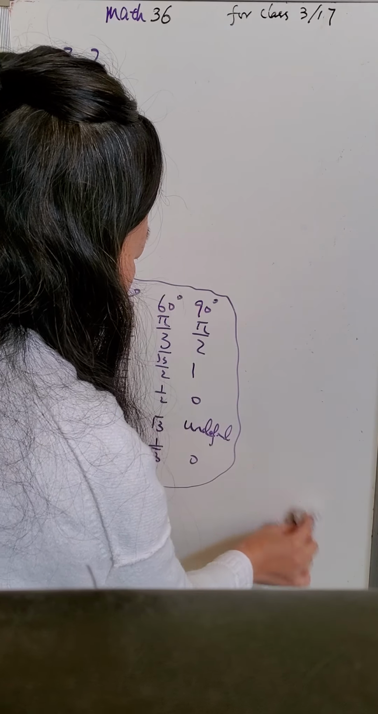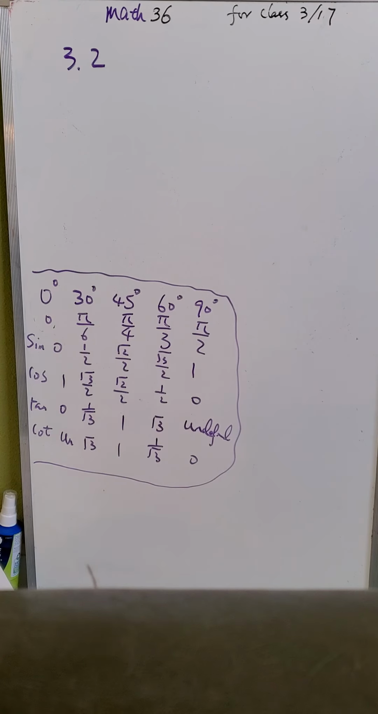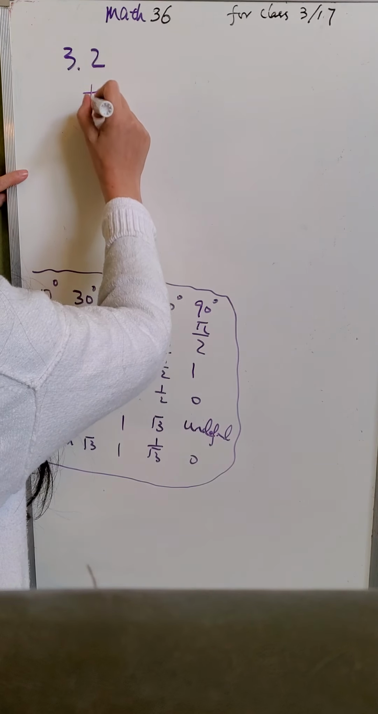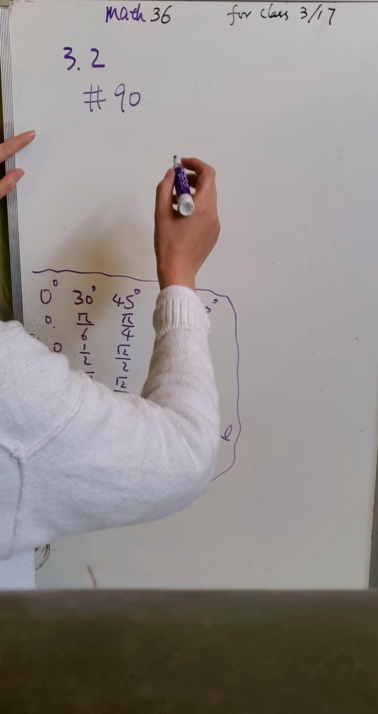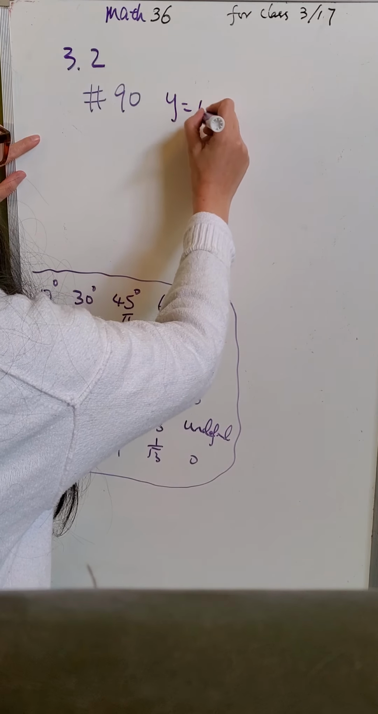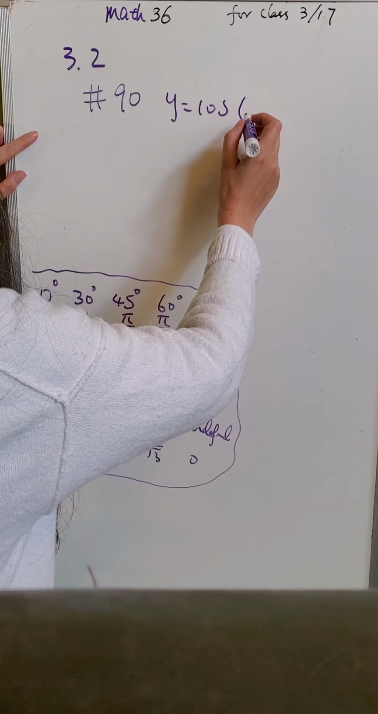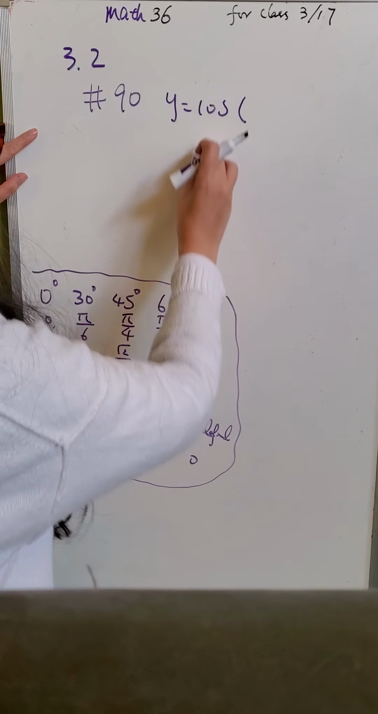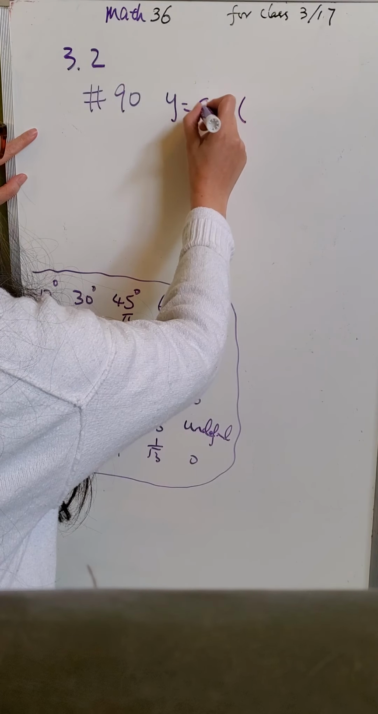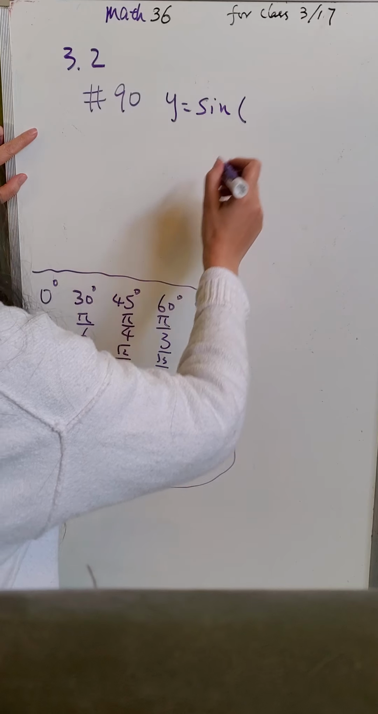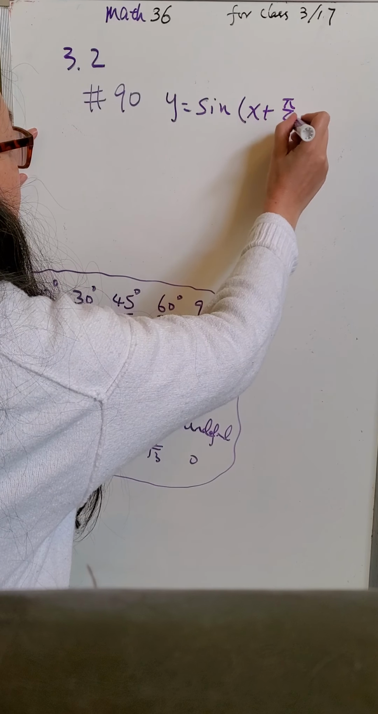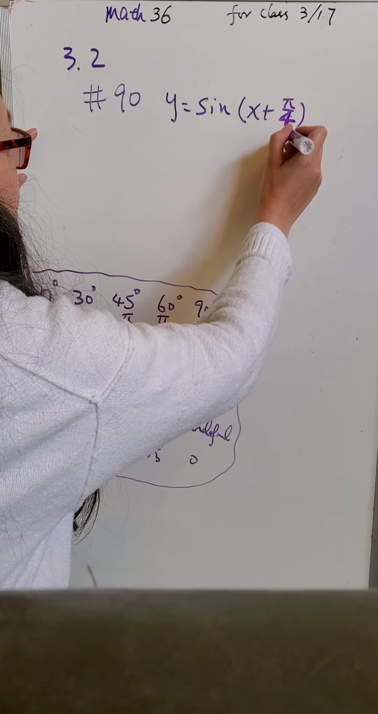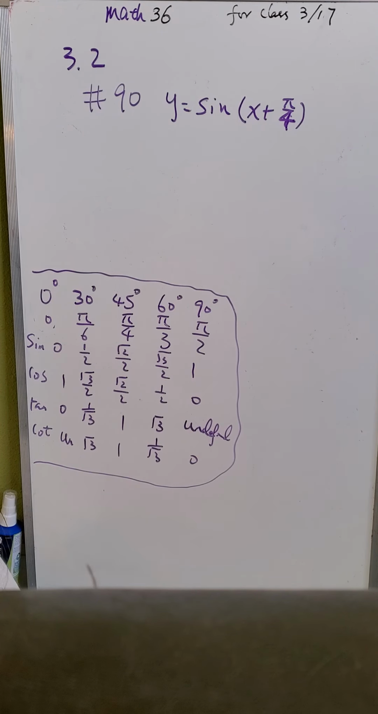And the last one we're going to do is number 90. That's the last one I'm going to do for this lesson. We are given y is equal to, oh, I'm sorry, I looked at the wrong problem. So y is equal to sine of (x + π/4). And they want to evaluate when x is equal to the given numbers.